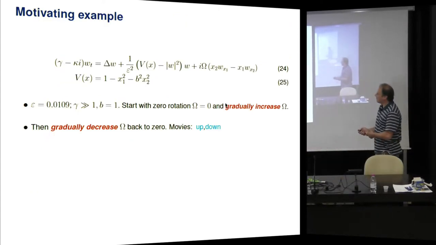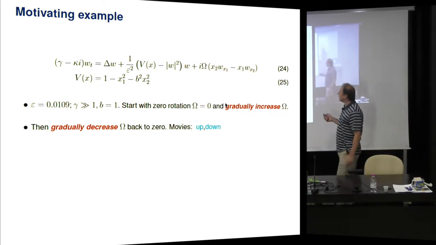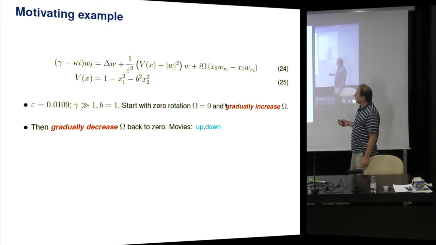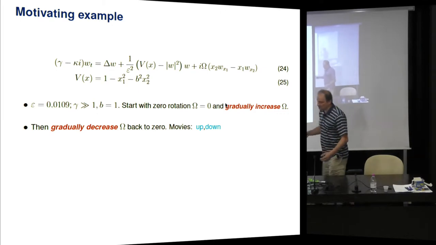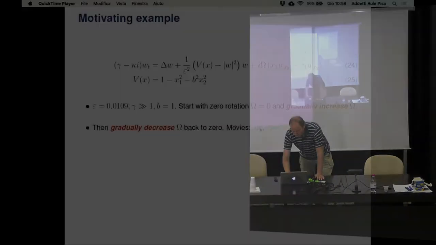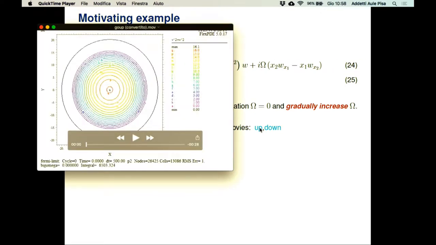Okay, so let me show you an example of the kind of dynamics that you can have. So here, if I increase the rotation rate, then vortices start to appear. If I decrease, then the vortices start to disappear. So here's the movie where the rotation rate is going to be increasing. So here, this is what happens when you increase the rotation rate.